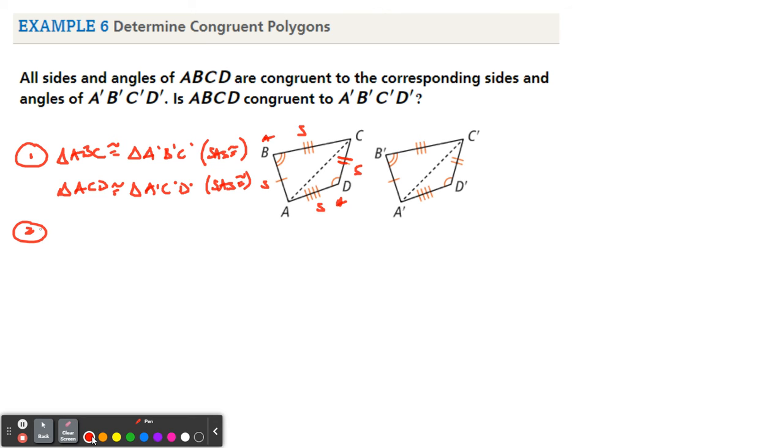So in step 2, we're going to do a translation, right? We're going to translate triangle ABC to triangle A prime, B prime, C prime, so that A corresponds to A prime, B maps onto B prime, C maps onto C prime. Right? So we're going to take this triangle and slide it to the right.